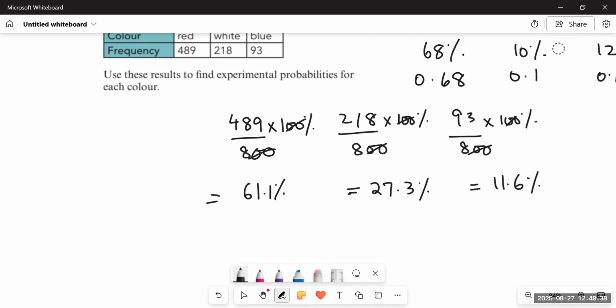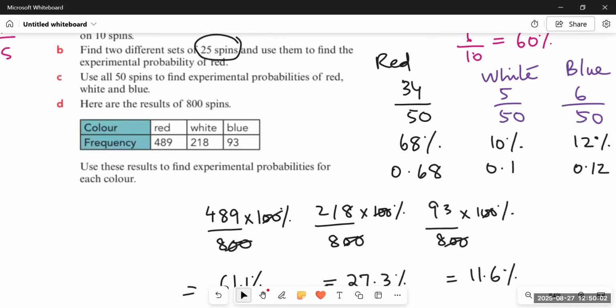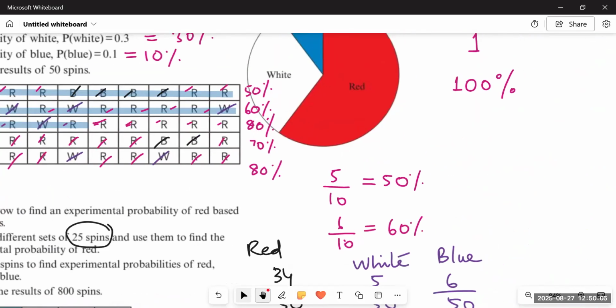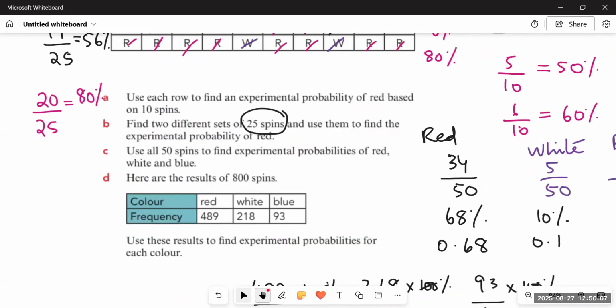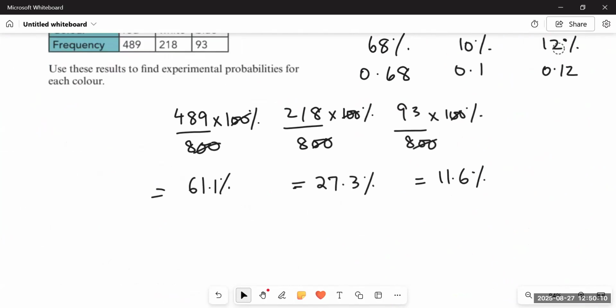So the theoretical probability we had got for white was 30%, which is close to the experimental probability of 27.3%. For red, it was 60%, and now we are getting 61.1%, which is again close. And for blue, it was 10%, and now we are getting 11.6% for blue. So again, yes, we are close for every one of the three colors.